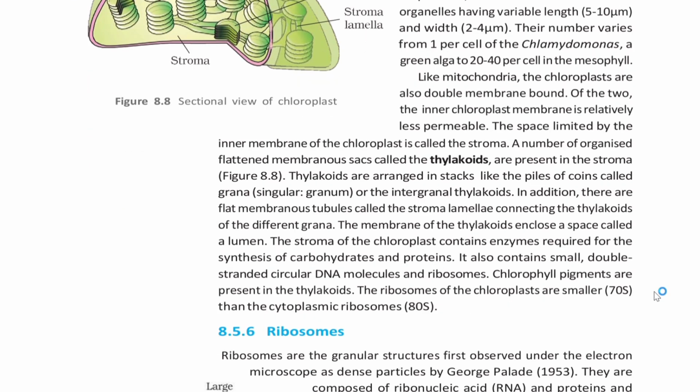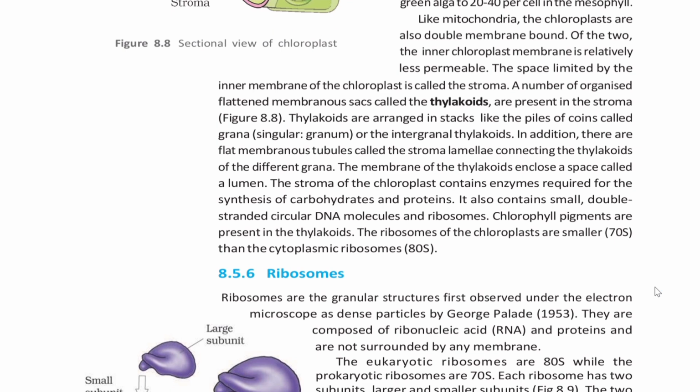Of the two, the inner chloroplast membrane is relatively less permeable. The space limited by the inner membrane of the chloroplast is called the stroma. A number of organized flattened membranous sacs called the thylakoids are present in the stroma. Thylakoids are arranged in stacks like the piles of coins called grana. Singularly, it can be called a granum or the intergranal thylakoids. In addition, there are flat membranous tubules called stroma lamella connecting the thylakoids of the different grana. The membrane of the thylakoids encloses a space called a lumen.